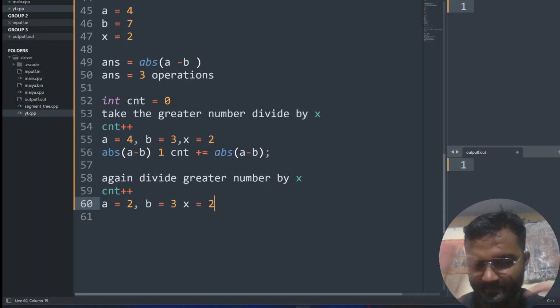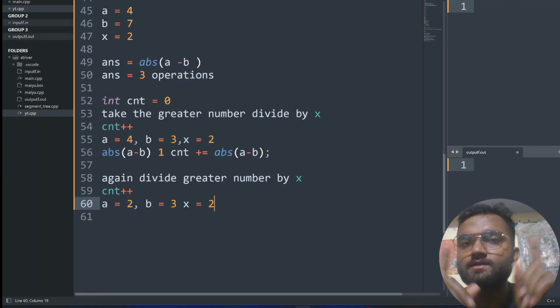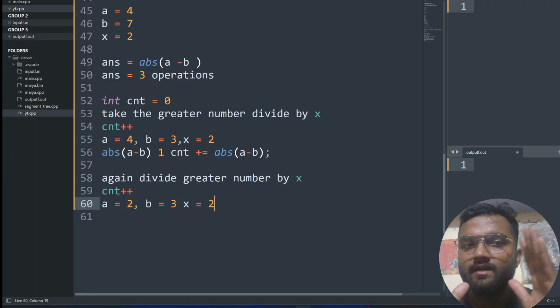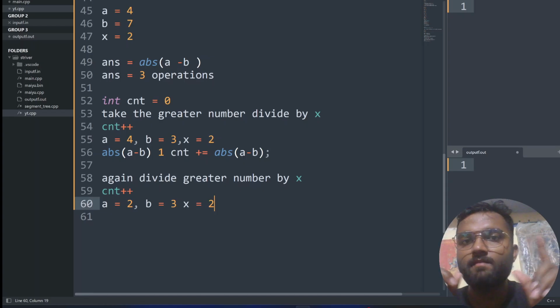Now let's forget everything and restate. The problem is clear: we have to take the minimum answer, so we are deriving all the answers. The one simple answer can be applying only the first operation, that is a minus b.